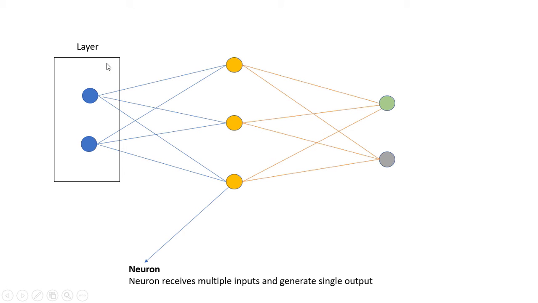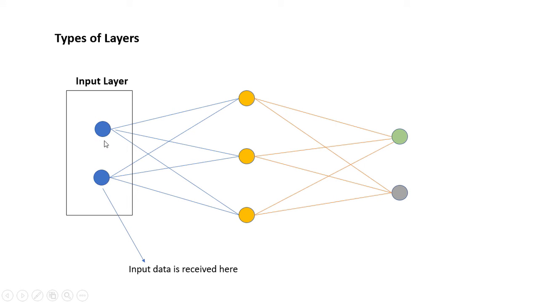As I discussed, a neural network consists of layers, and there are three types of layers in a neural network. The first one is the input layer. In our case, these blue neurons represent the input layer. For example, in our previous example where we used height and weight to predict the gender of a person, we will pass height and weight to these two neurons. We will pass the height to the top neuron and the weight to the bottom neuron. So we are passing input values to the input layer neurons.